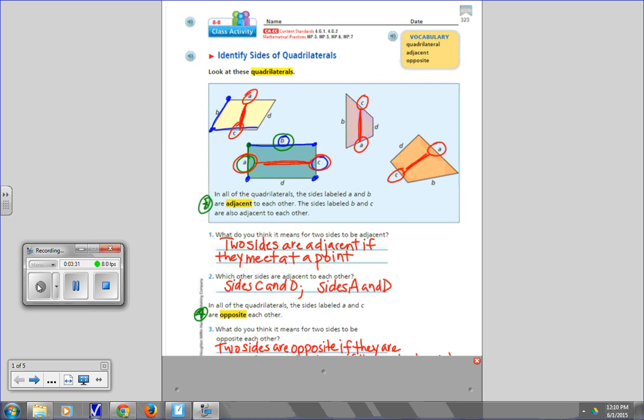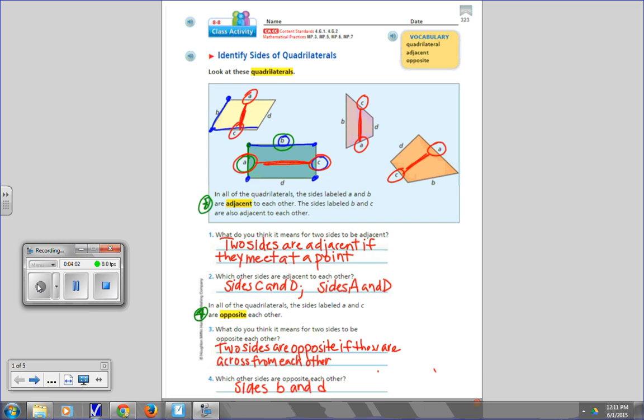Two sides are opposite if they are across from each other. Well, A and C don't meet at a point. So the basic factor here is if they're across from each other. If they're across from each other, that means they're opposite, okay? Some of the other ones that are opposite are B and D. I think opposite's easier to understand than adjacent, if you want my personal opinion.